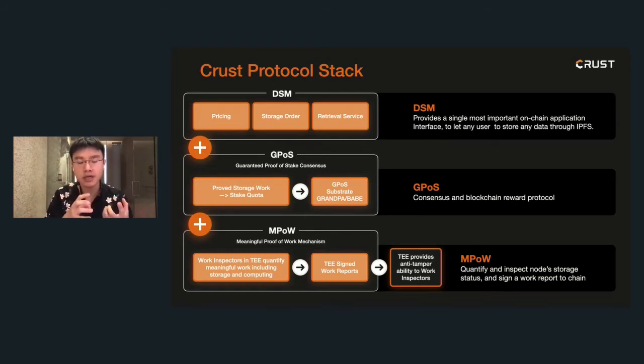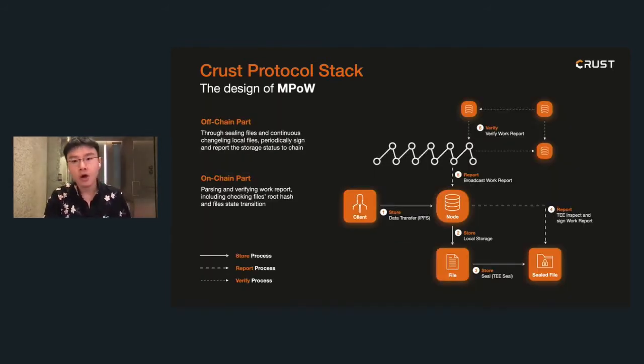And it is a consensus and a blockchain reward protocol. And the third layer is called DSM, Decentralized Storage Market. It provides a single but most important on-chain application interface, called place storage order, to let users store any data through the IPFS protocol. Okay, let's go a little bit deeper on this.